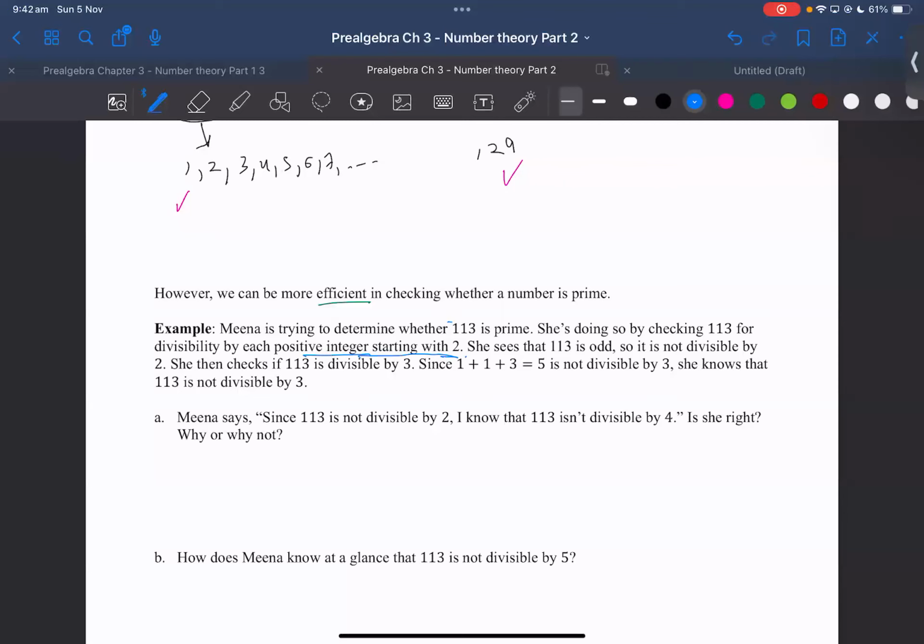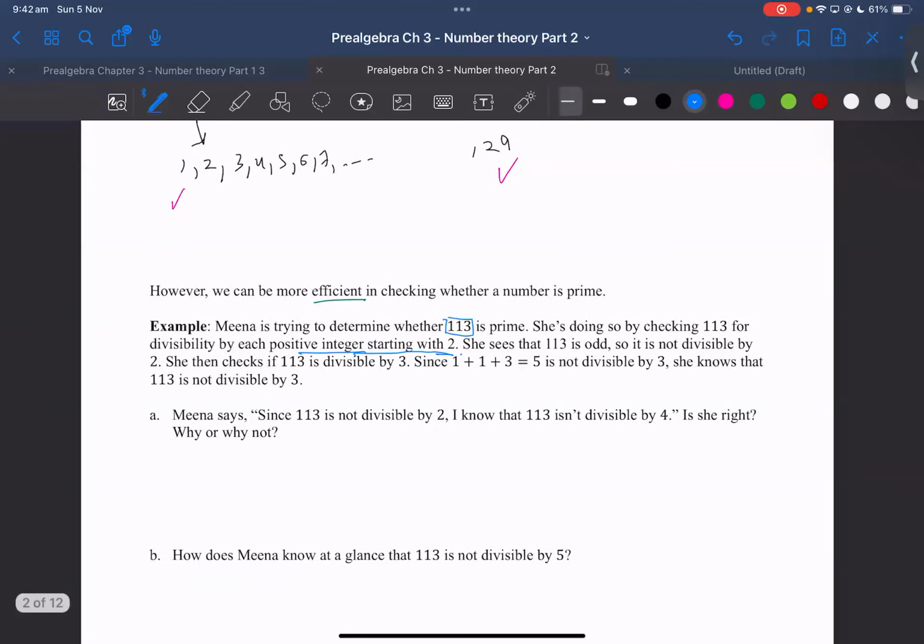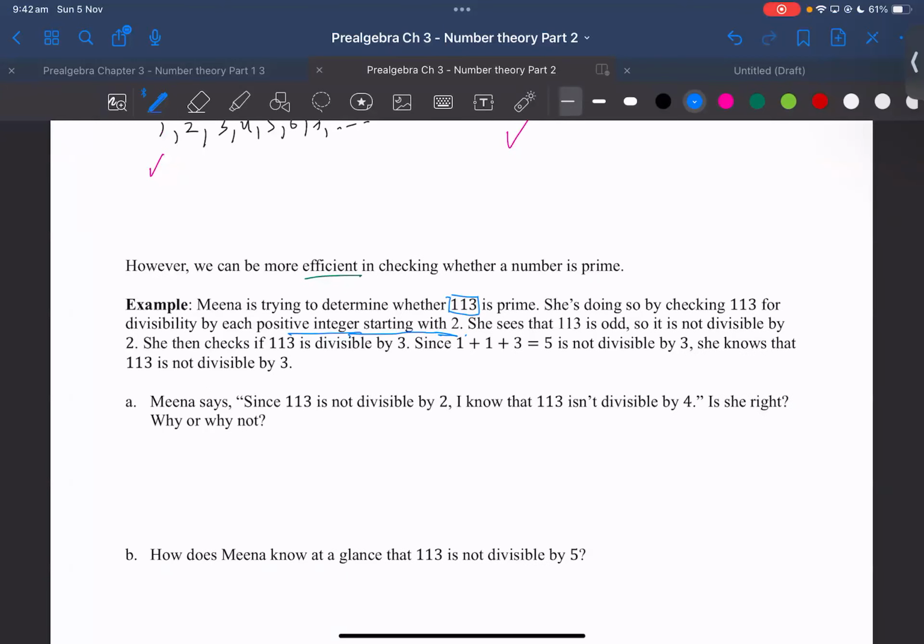So her goal is to see whether 113 is prime, which is kind of a big number. We see how quickly she gets to it, right? So she thinks that 113 is odd, so it's not divisible by 2, right? And she checks if 113 is divisible by 3. How do you think she does that?